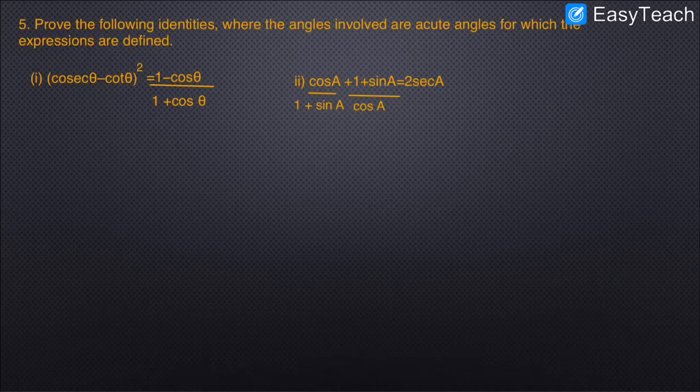So let's add these, 1 plus 1 is 2. In this step I am going to take 2 as a common number. So 1 plus sin A divided by 1 plus sin A into cos A. See, we are almost there. We can cancel this. So we are left with 2 into 1 by cos A, which is the reciprocal of secant A. Cos A is the reciprocal of secant A. So LHS equals RHS. Hence we proved.